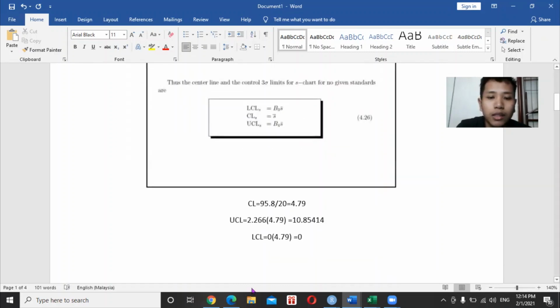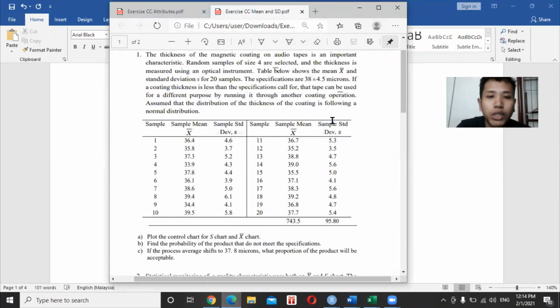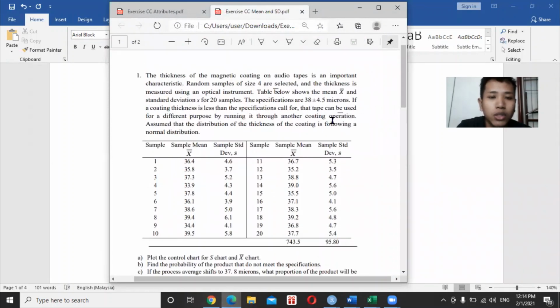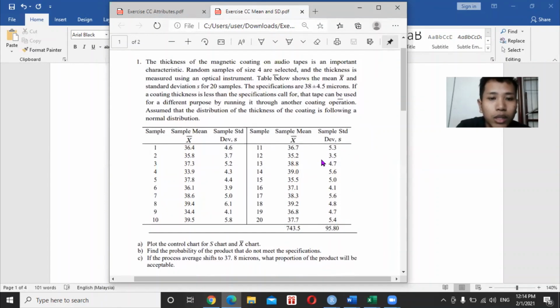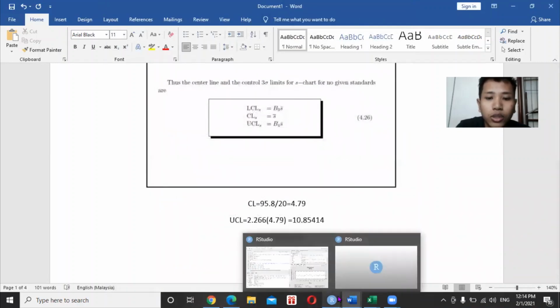Okay, so let's go right ahead to the question. This is the task given. There are 20 samples. There are also 20 sample means and sample standard deviations. What we have to do now is the S bar S chart. So let's go to RStudio.